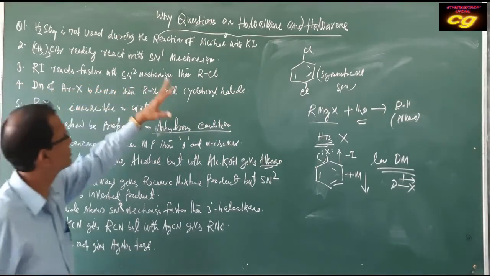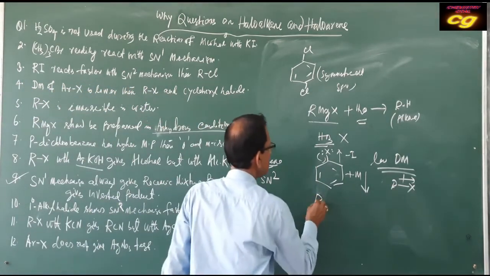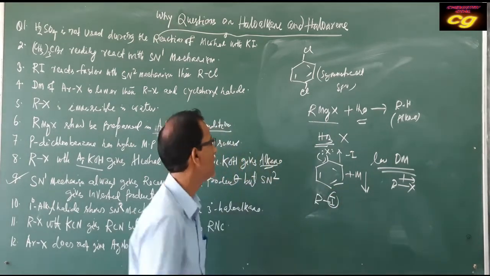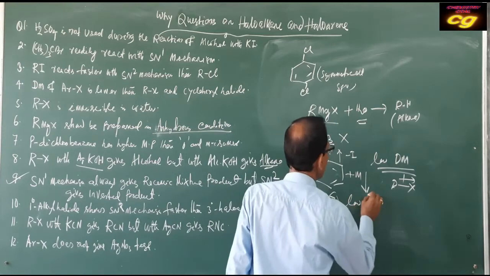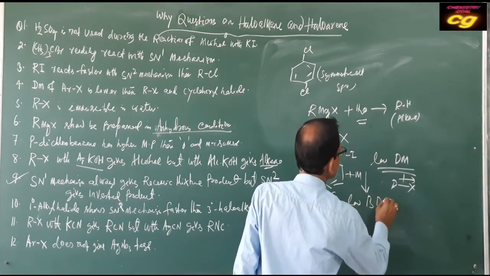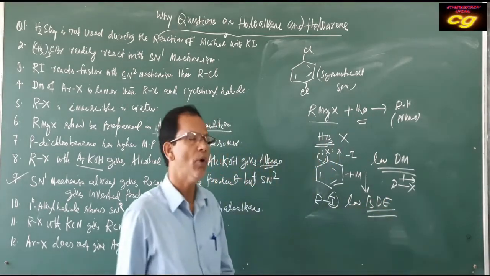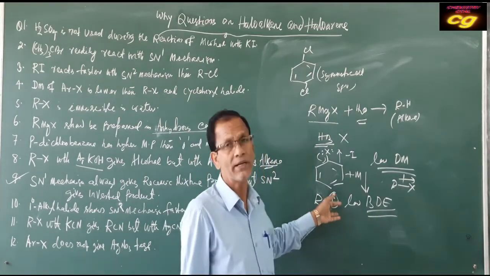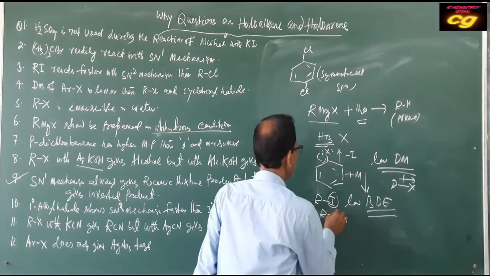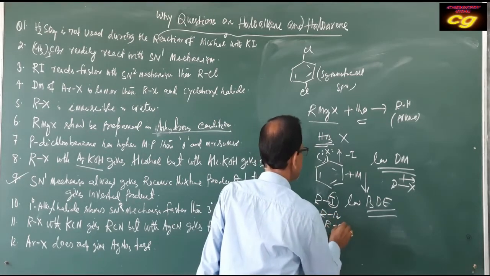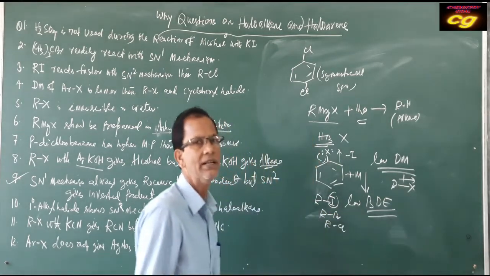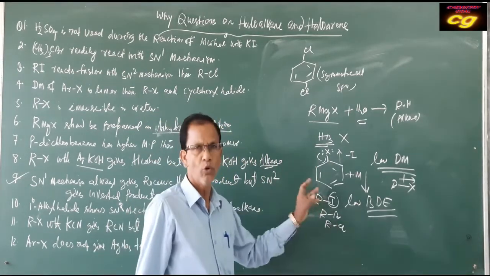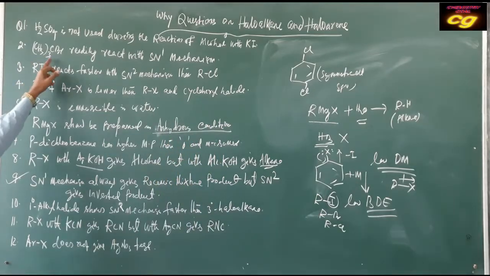RI is faster than RCl, because in RI the iodine is larger in size and has low bond dissociation energy. The bond dissociation energy of RI is low, that's why it is more reactive compared to RBr and RCl, in decreasing order. RCl is less reactive because of its higher bond dissociation energy.